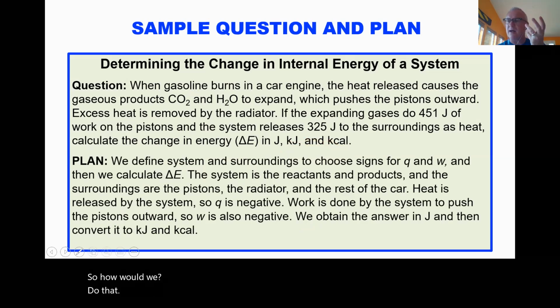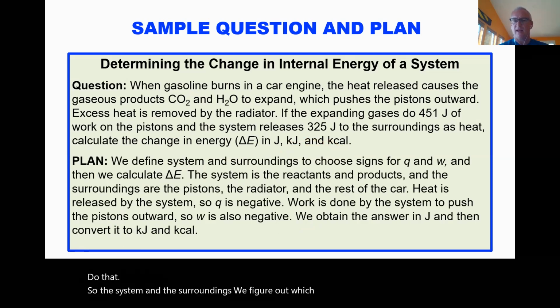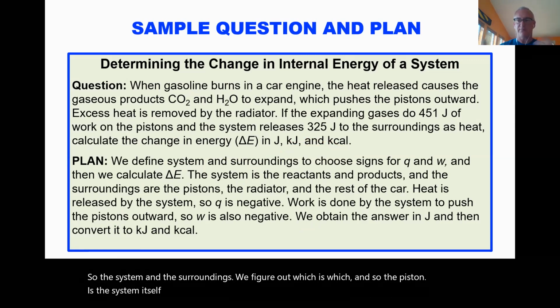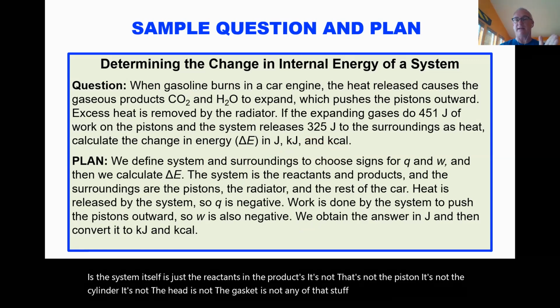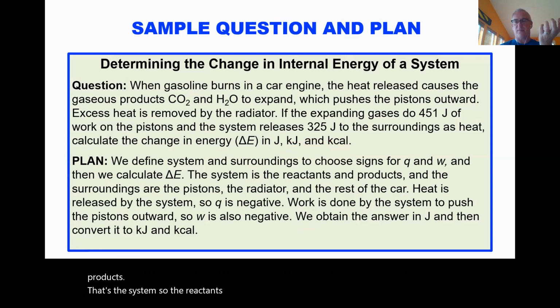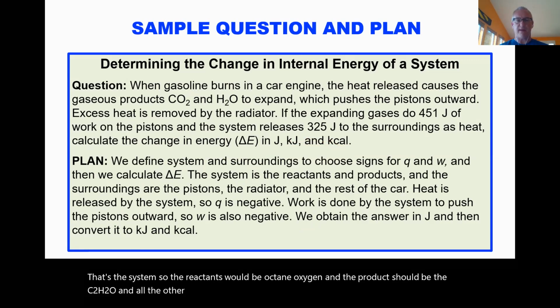So how would we do that? With the system and the surroundings, we figure out which is which. The system itself is just the reactants and the products. It's not the piston, it's not the cylinder, it's not the head, it's not the gasket, it's not any of that stuff. It's just the reactants and products. That's the system. The reactants would be octane and oxygen, and the products would be CO2, H2O, and all the other gases that are made.